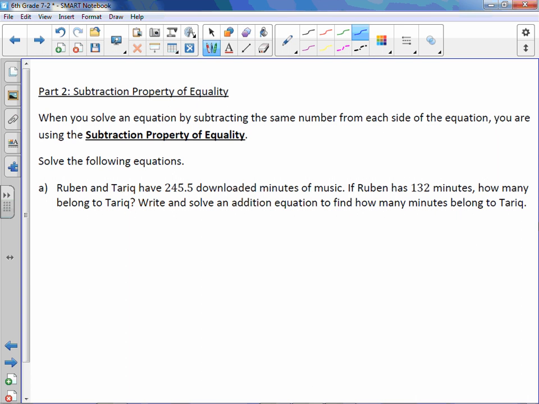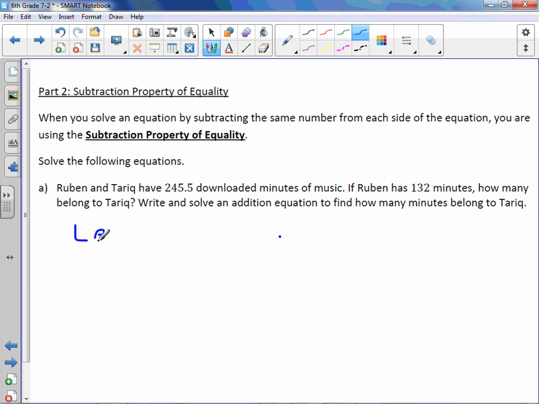Solve the following equations. Ruben and Tariq have 245.5 downloaded minutes of music. If Ruben has 132 minutes, how many belong to Tariq? Write and solve an addition equation to find how many minutes belong to Tariq.